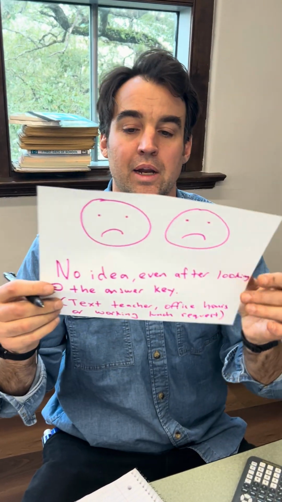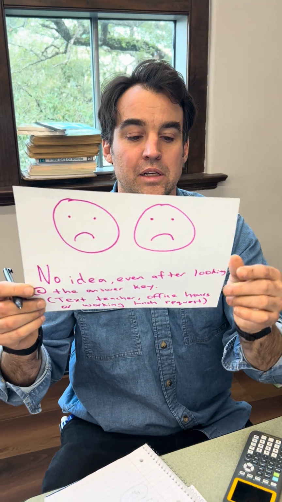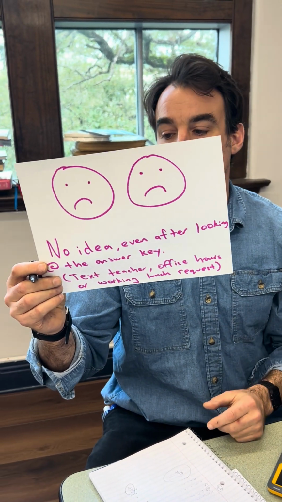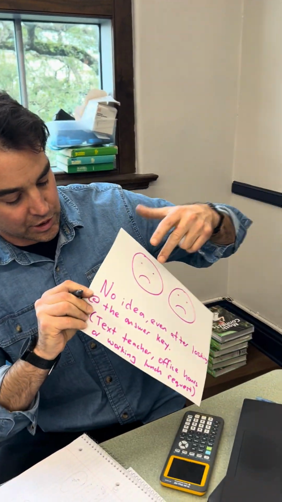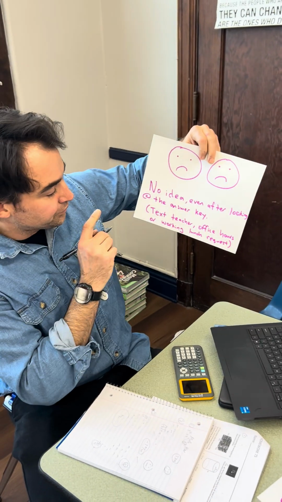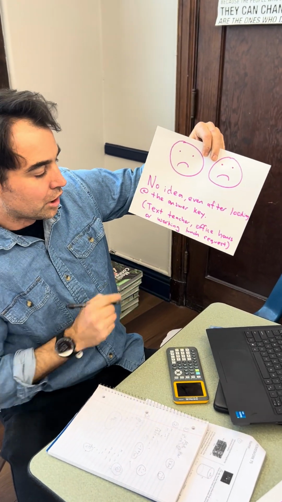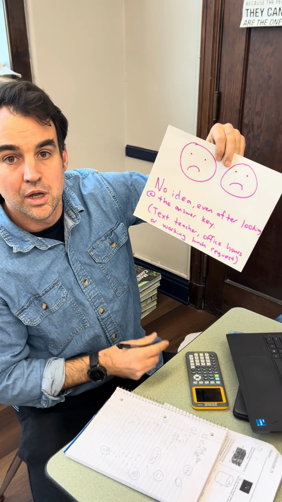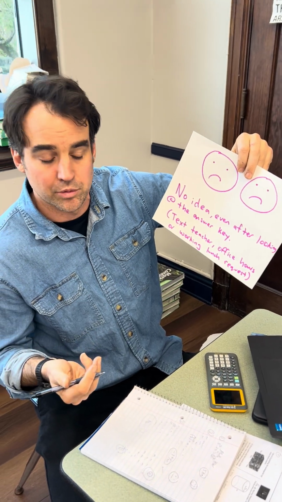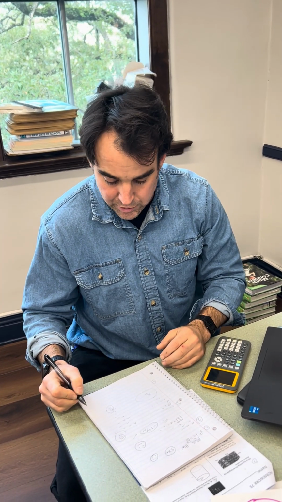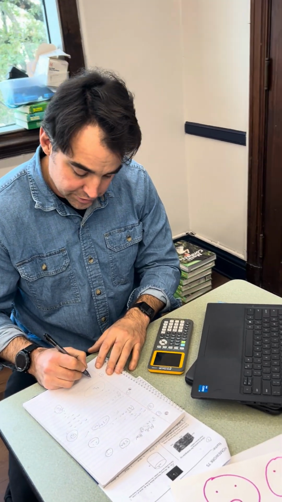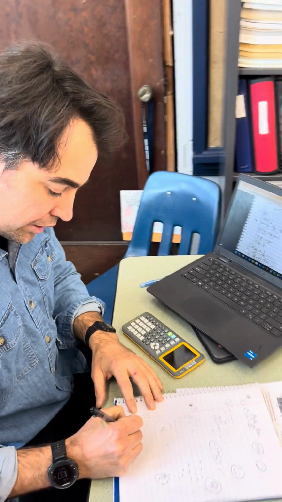All right, here's the last and 4th thing that might happen. I have no idea even how to start, even after I look at it, okay? So here are a couple of things I could do. I could text the teacher, I can go to office hours, or I can go to working lunch and request the teacher do this problem. So here's what could play out. I'm doing number 4, I look at it, I have no idea, okay? So I look at the answer key, I copy it down, okay?